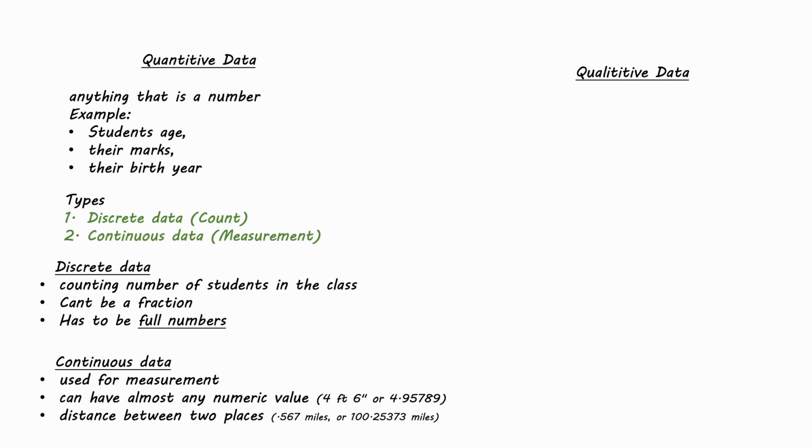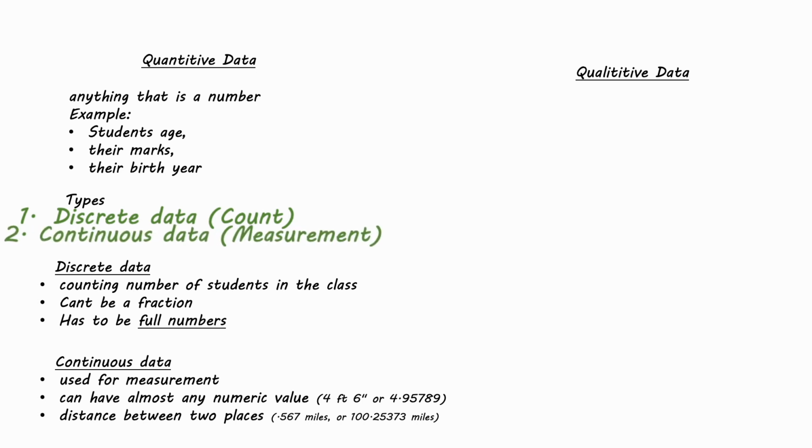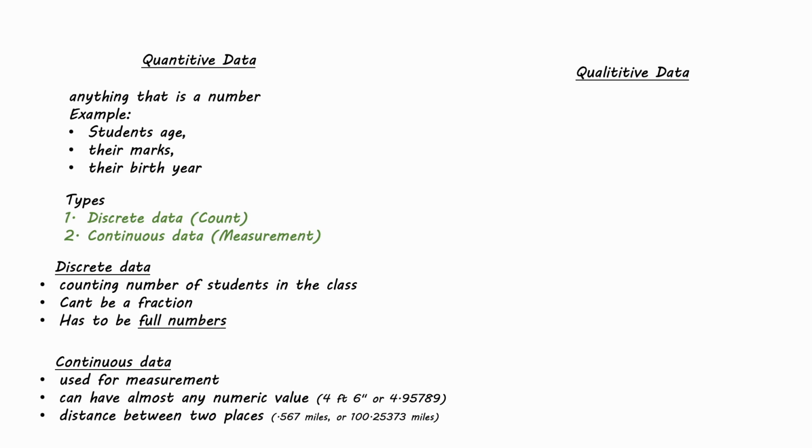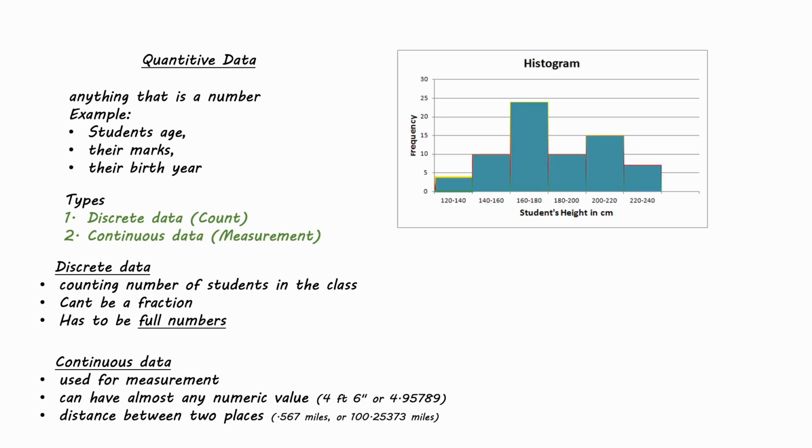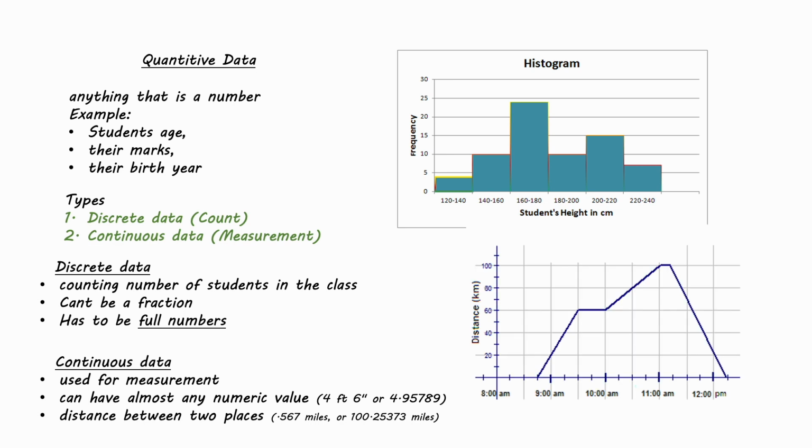So to summarize, anything that is counted will fall under discrete data. Anything that is measured will fall under continuous data. Continuous data is represented in the form of a histogram. We can visualize continuous data also using a line chart.